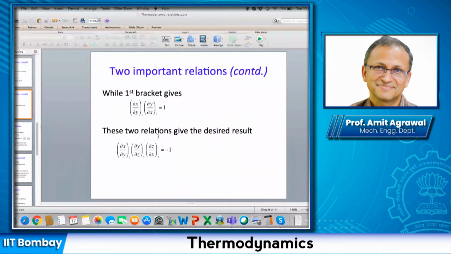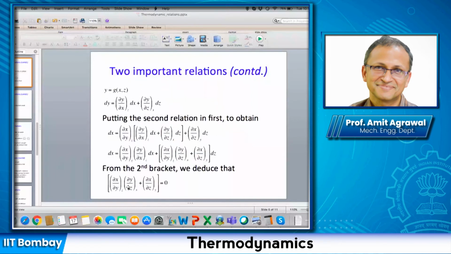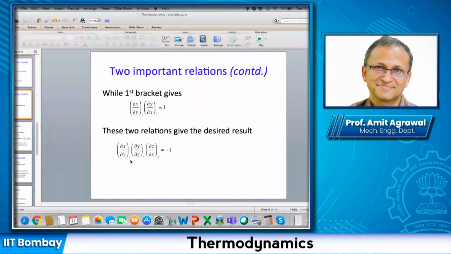So that's what I'm getting here: (dx/dy) multiplied by (dy/dz), and the inverse of this is (dz/dx), which is going to come and sit here. So this is what I get. As claimed, I get the product of these three partial derivatives as -1. Okay, any doubt from this basic calculus here?